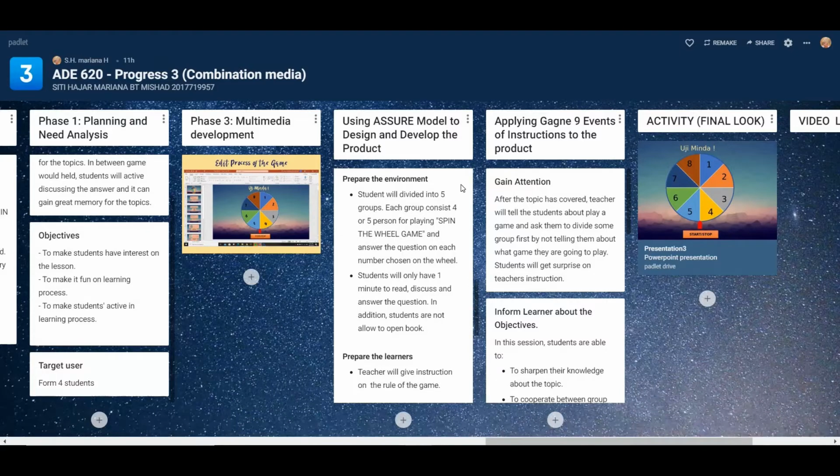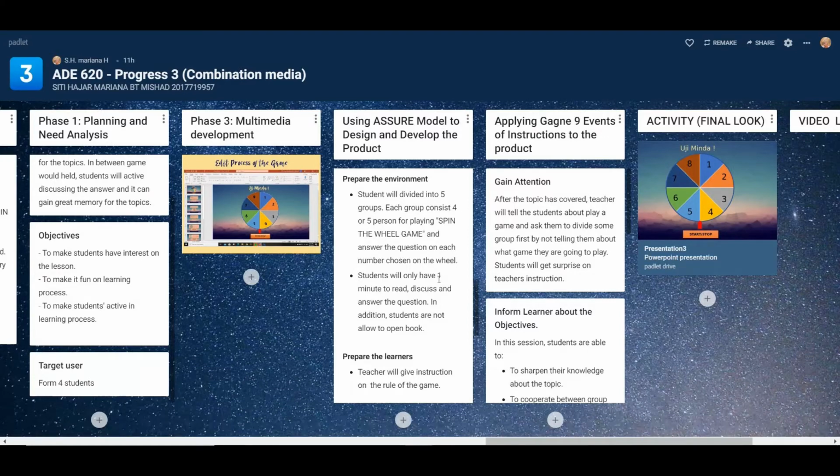So next is prepare the environment. Okay, here are the rules. Students will be divided into 5 groups. Each group consists of 4 to 5 persons for playing the spin the wheel game and answering the question on each number chosen on the wheel. Students will only have 1 minute to read, discuss and answer the question. In addition, students are not allowed to open books.